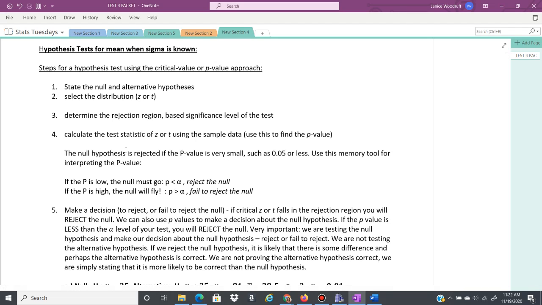Okay, so I like to graph it and look at it. See, is it in the region or not? You can also do it based off of the numbers. So if the p-value, meaning the probability, is small, we're going to use this. So if p is less than alpha, reject. So if the p is low, the null must go. Okay. If the p is high, the null we fly. So if the probability is greater than the significance level, then you fail to reject.